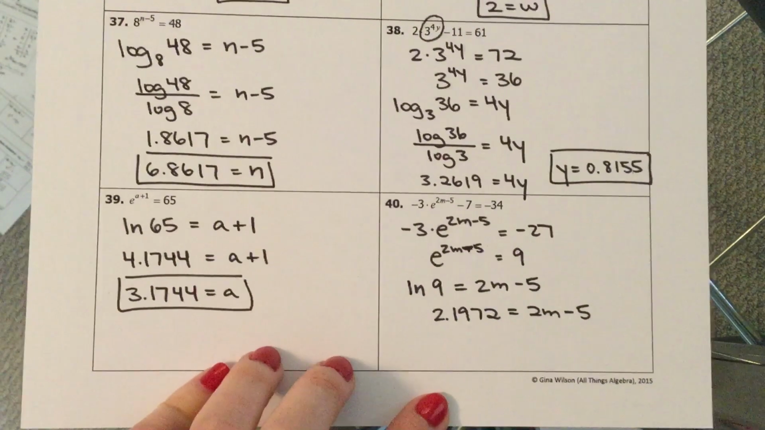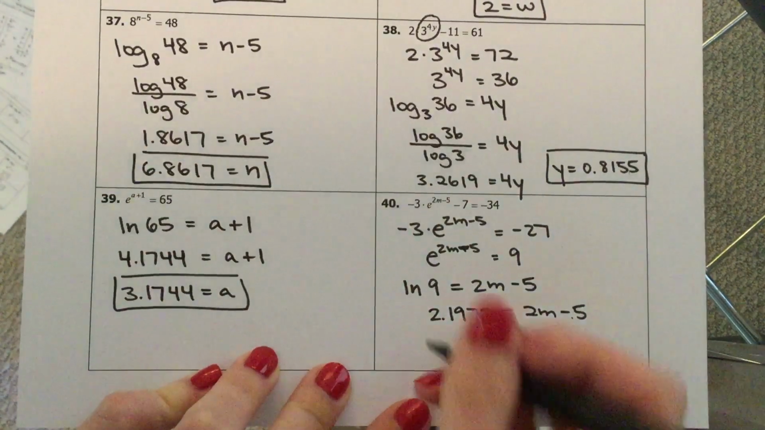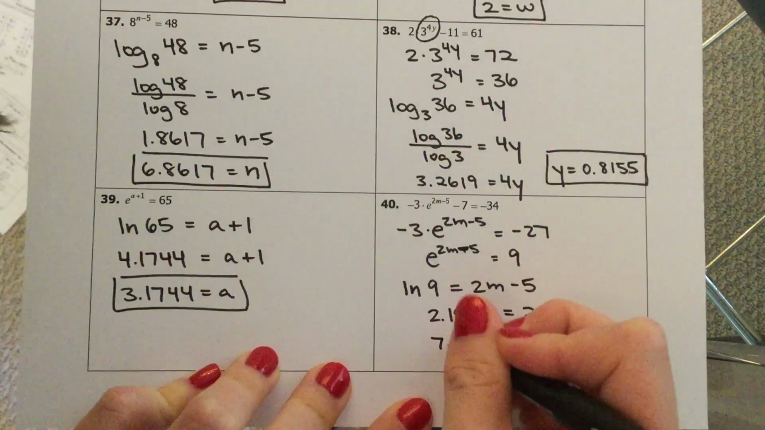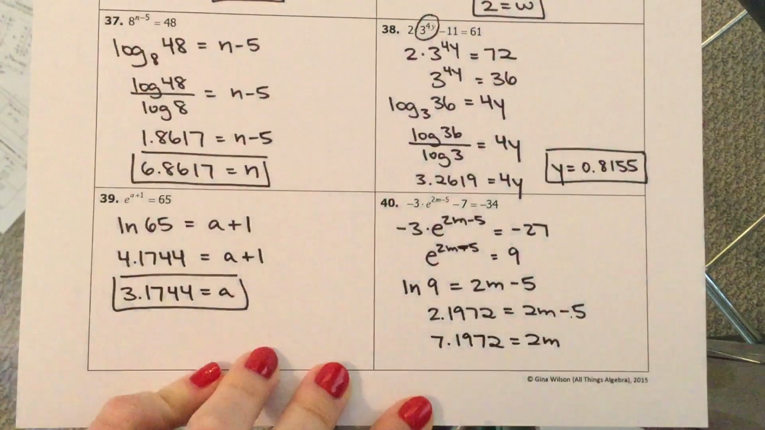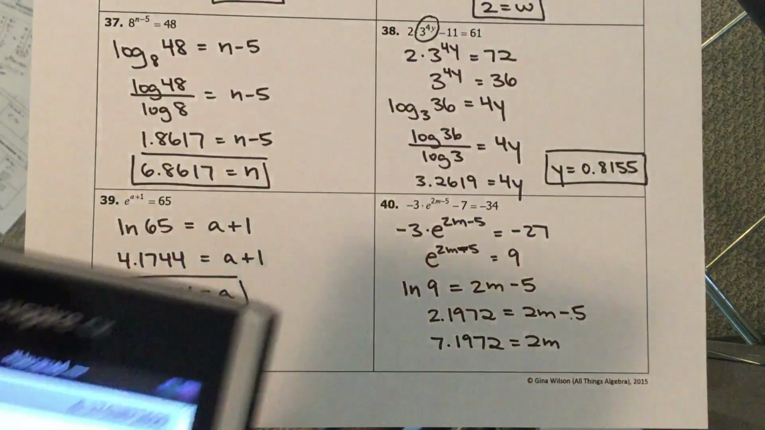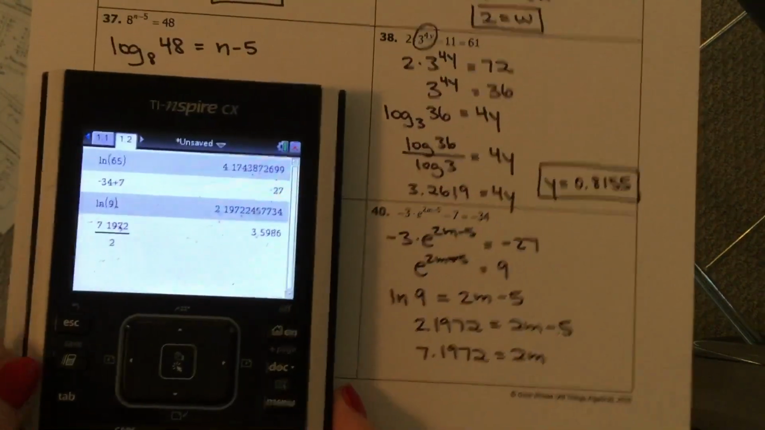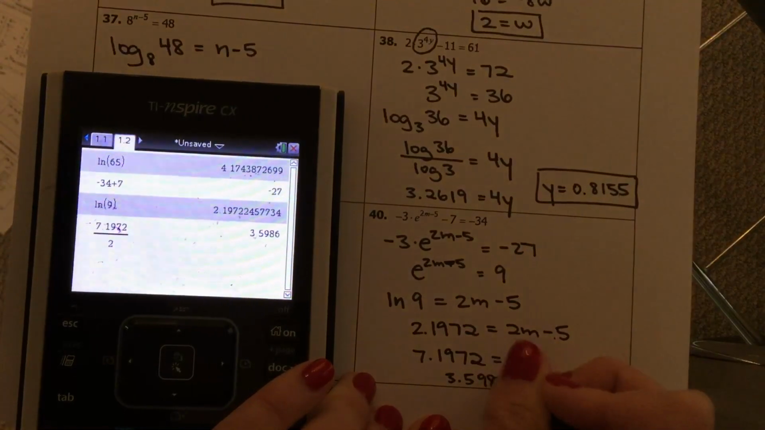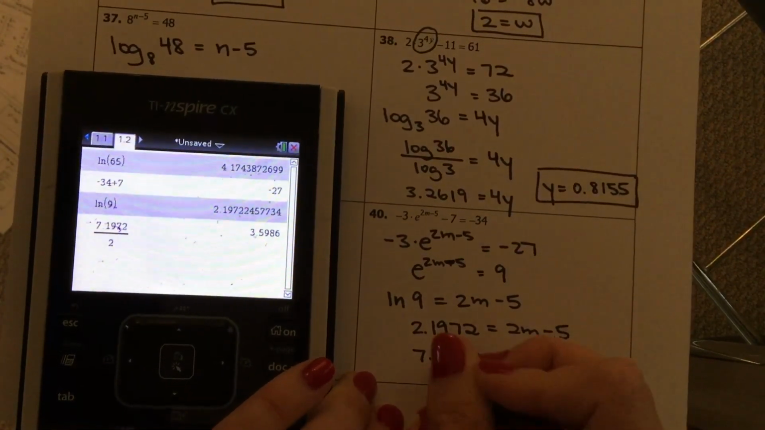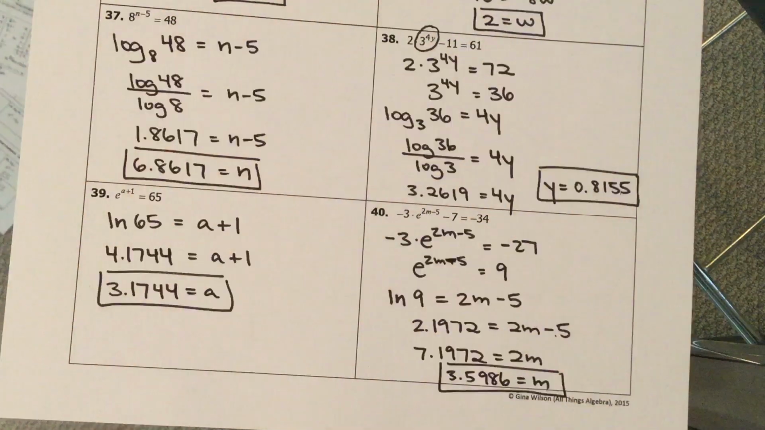So just a two-step process to solve for m. First thing I want to do is add 5 to both sides. So since this is a 2, this is now 7.1972 equals 2m. And then I would take that and divide by 2. Okay, so this is what I end up with for m. Okay, so those are all of the exponential equations.